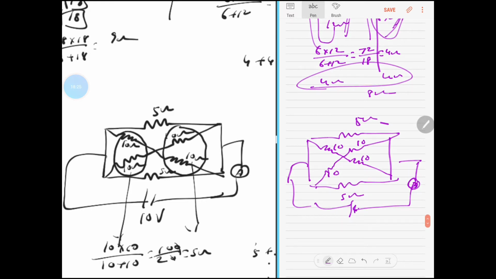And can you see that when I look at the sum, I can't consider this 10 ohm and this 10 ohm in series, no, because it's getting split here.